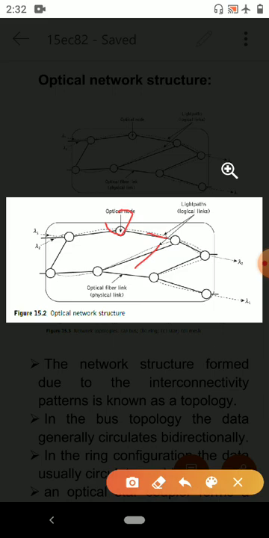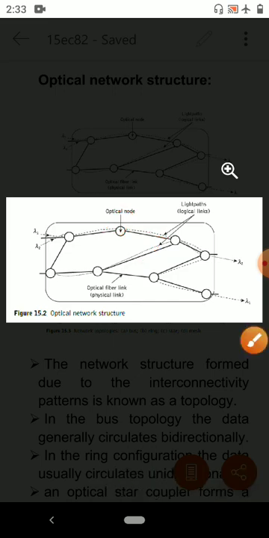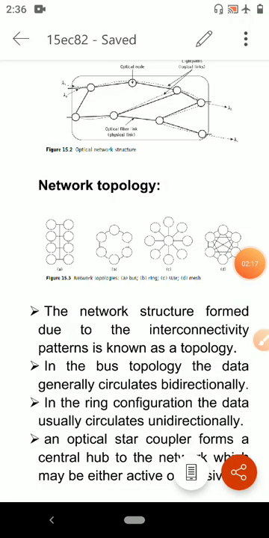Based upon this simple optical network scenario, the fundamentals can be divided into three broad areas. They are optical networking terminology, the functions and types of optical network nodes and switching elements, and wavelength division multiplexed optical networks. Okay, next, network topology.